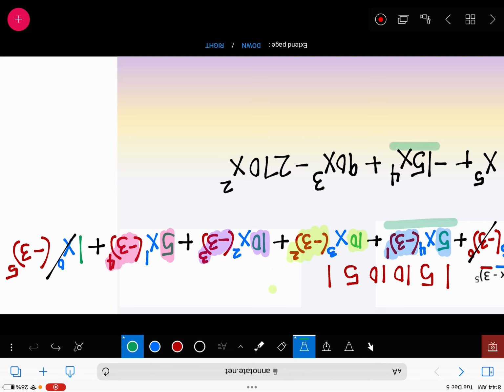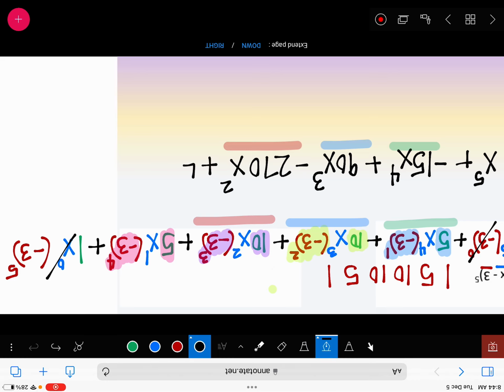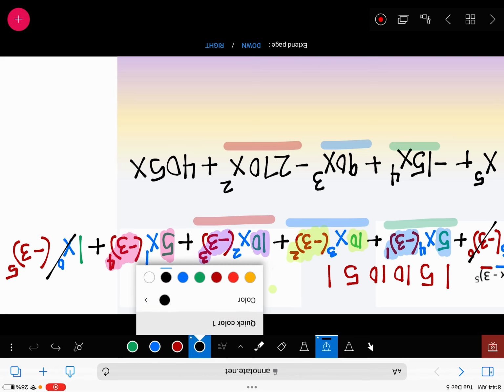This term is here. This term is here. This term is here. All right, so what is 5 times negative 3? Who got 405? Positive 405. So plus 405 to the power of x. And then the last term doesn't have an x because you have x to the power of 0. And you just have negative 3 to the power of 5, which is negative 243.